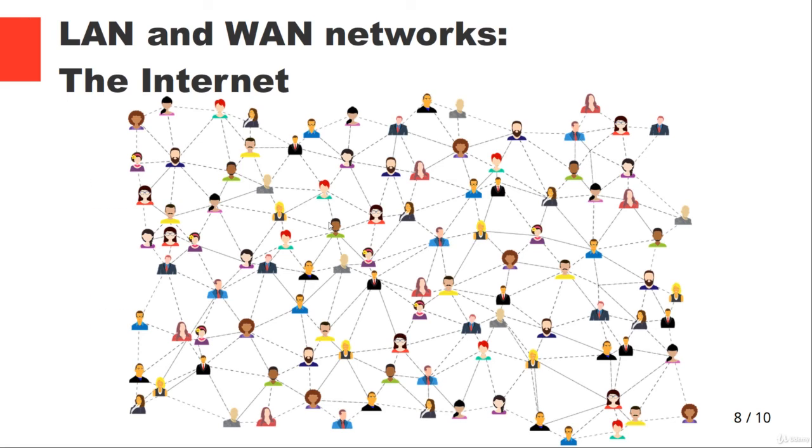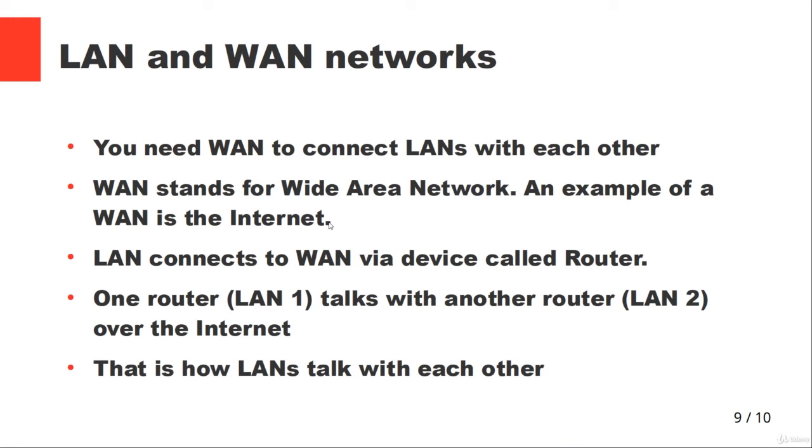So what is the internet? The internet is an example of a WAN, and WAN stands for Wide Area Network. A WAN connects different LANs with each other. A LAN can connect to a WAN, in our case the internet, via a device called a router. One router on LAN 1 can talk with another router on LAN 2 over the internet. That is how LANs talk with each other. They exchange information over the internet.